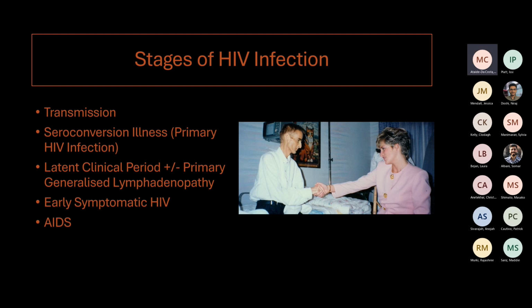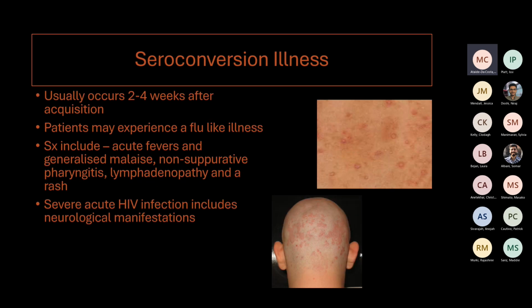Good. So there's the stages of HIV. We've talked about the transmission of HIV, and then I'm going to talk to you about the early stages. So there's seroconversion illness, there's the latency period plus primary generalized lymphadenopathy, and then there's early symptomatic HIV, and then there's acquired immune deficiency syndrome. So let's talk about seroconversion illness first.